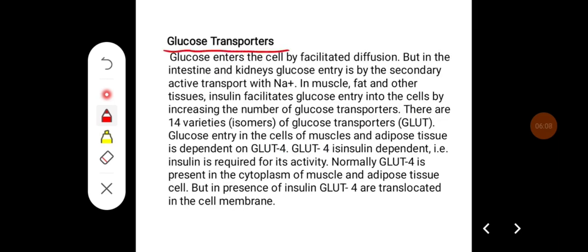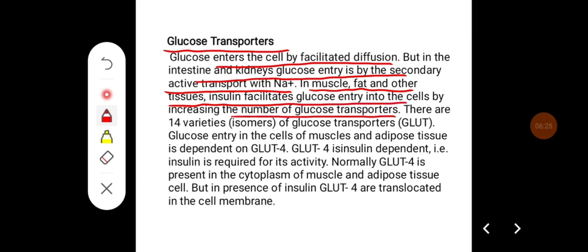Glucose transporters. Glucose enters the cell by facilitated diffusion. But in the intestine and kidneys, glucose entry is by secondary active transport with sodium. In muscle, fat, and other tissues, insulin facilitates glucose entry into the cell by increasing the number of glucose transporters. There are 14 varieties or isomers of glucose transporters, that is GLUT1, GLUT2 and so on. Glucose entry in the cells of muscle and adipose tissue is dependent on GLUT4. GLUT4 is insulin dependent, that is, insulin is required for its activity.